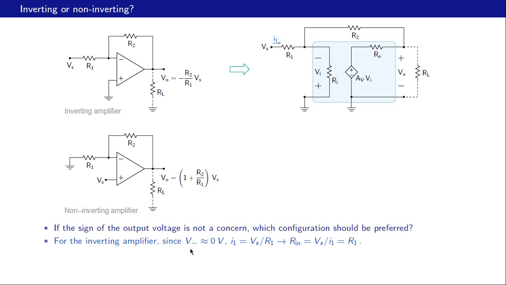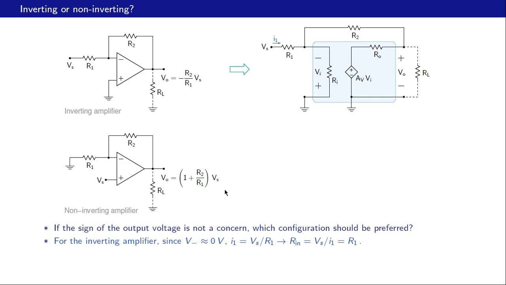Now since V minus is nearly 0, V minus and V plus are nearly the same, and therefore V minus is 0. I1 is Vs minus 0 divided by R1, or simply Vs divided by R1. So I1 is Vs by R1, and therefore Rin, which is Vs divided by I1, is R1. And R1 would typically be in the kilo ohms range.